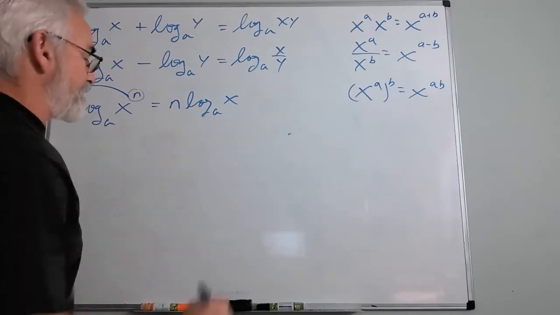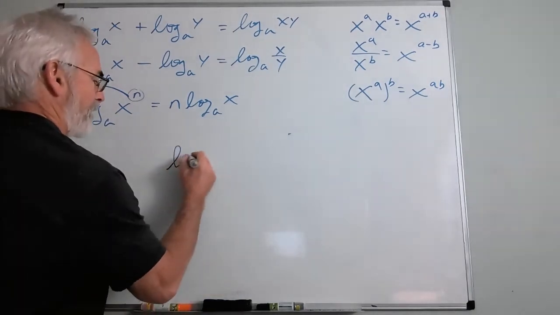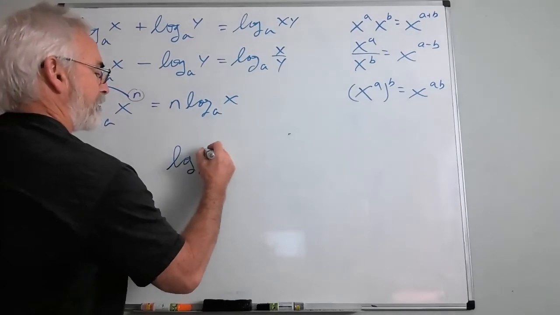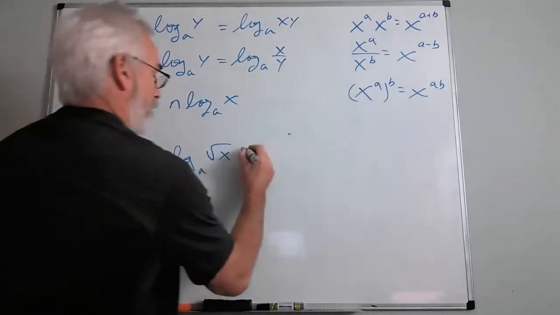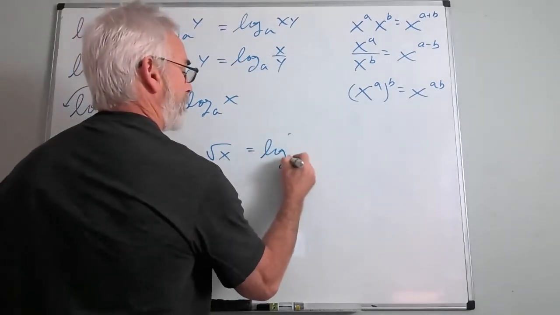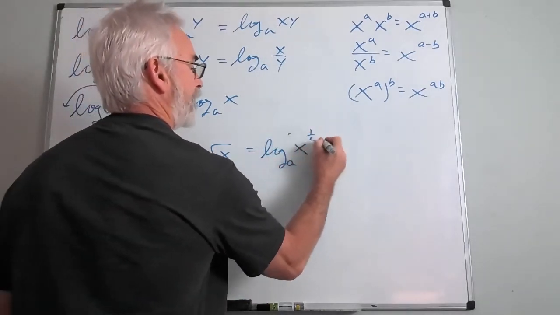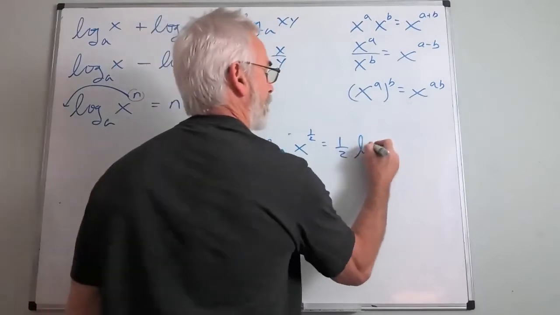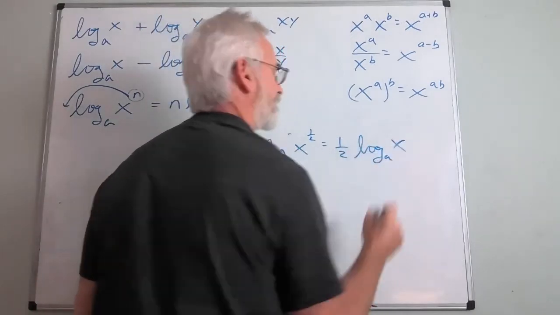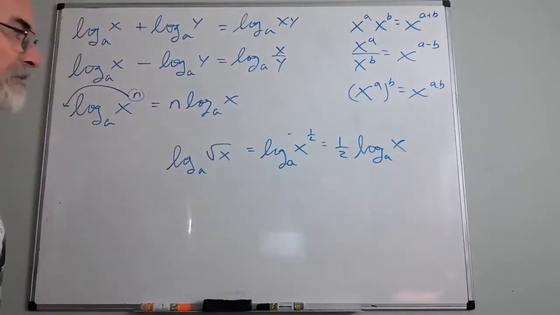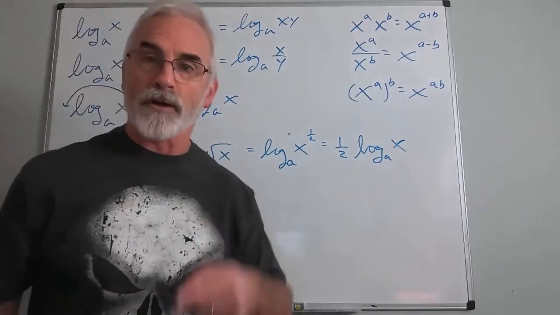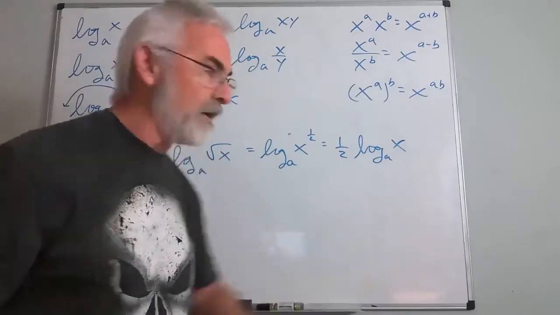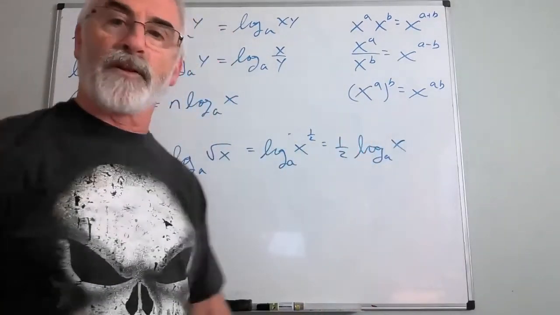So what that means is if I had, just in general, the log base a of, let's say, the square root of x, well, that's the same as saying the log base a of x to the 1/2 power, or 1/2 log base a of x. There's a simple rule when it comes to logarithms. You never actually have to work with the log of something raised to a power, because the power can always come in front as a coefficient.